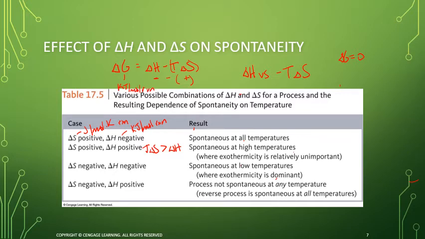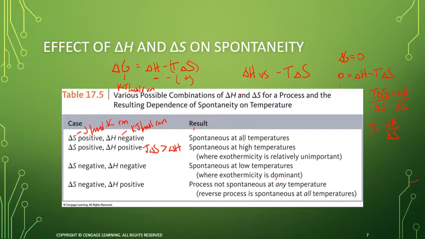So if I set delta G equal to 0 and I place the delta H minus T delta S, if I rearrange that equation, I can add T delta S to both sides, and I have T delta S equals delta H. And I can now divide both sides by delta S, and that allows me to figure out the temperature for the reaction where it becomes spontaneous.